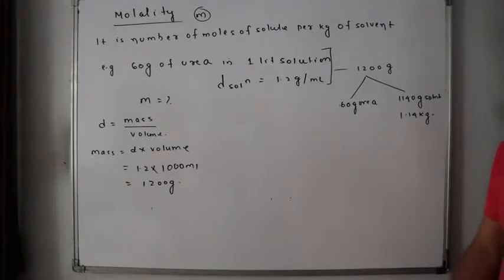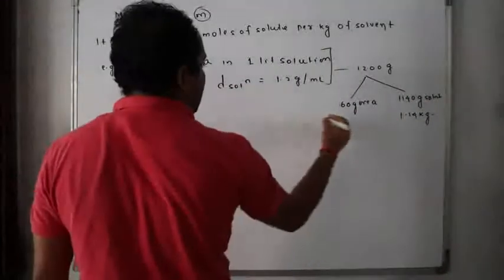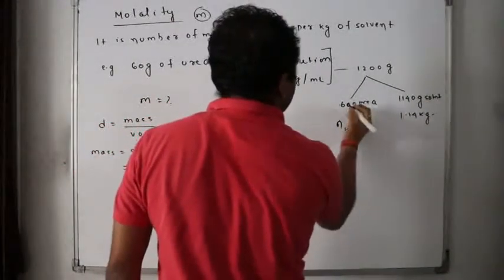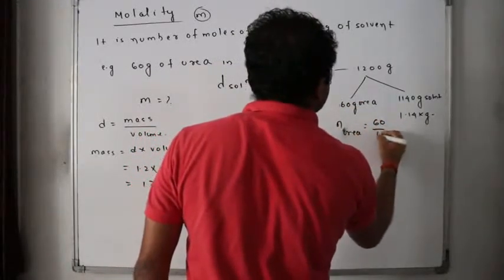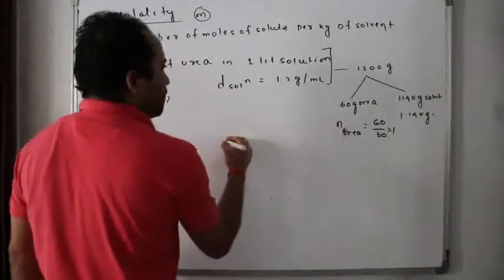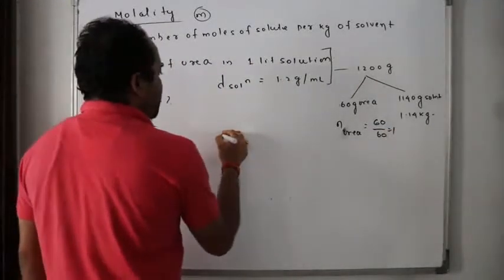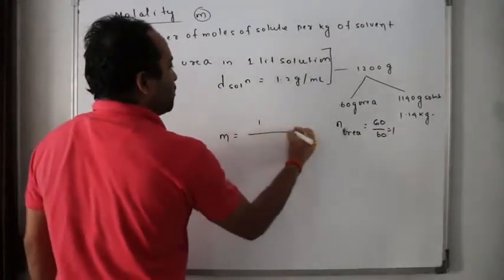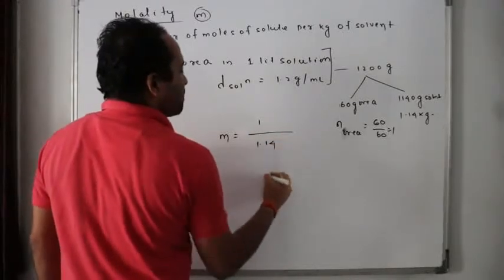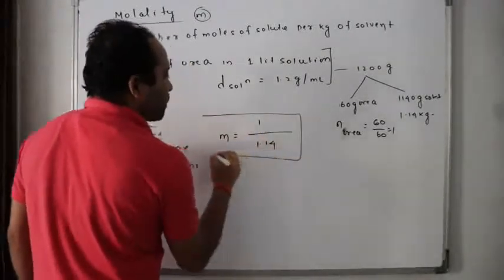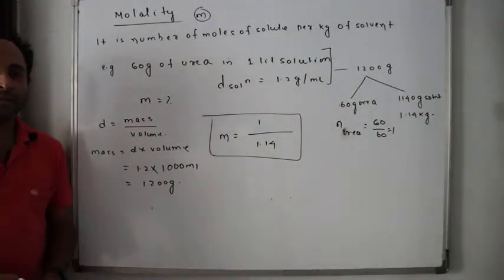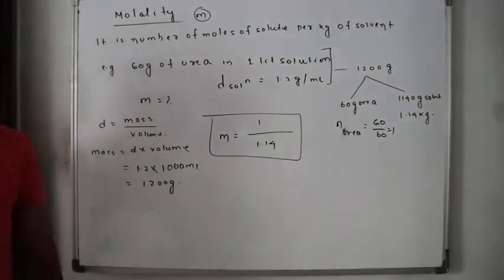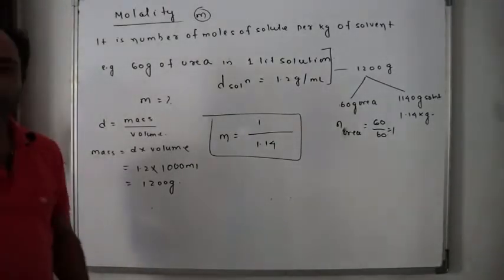Is 1.14 kg. So molality is equals to the number of moles of urea. How much? 60 by 60, that is equals to 1. So if I want to find molality, it is number of moles by mass of solvent in kg. Easy? Yes or no? Can I go for one more question? Let's go for one more question.